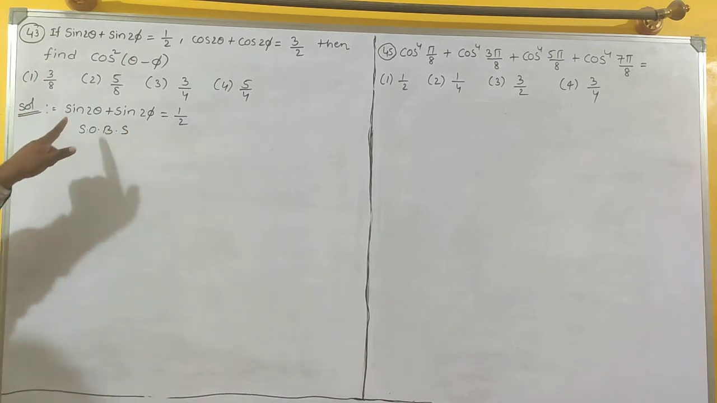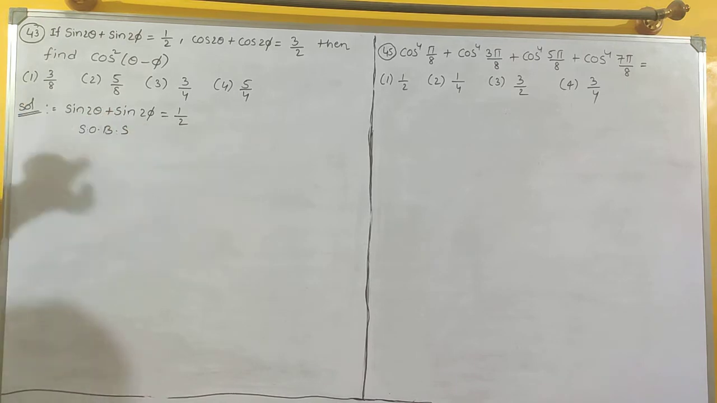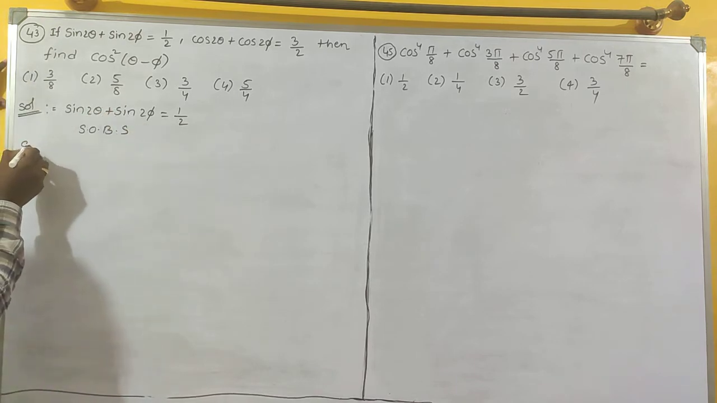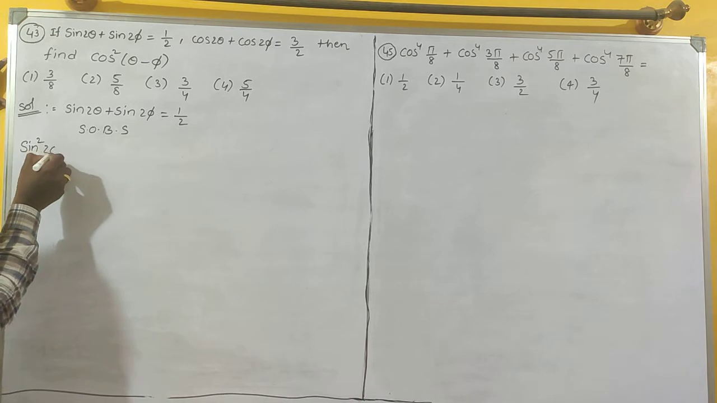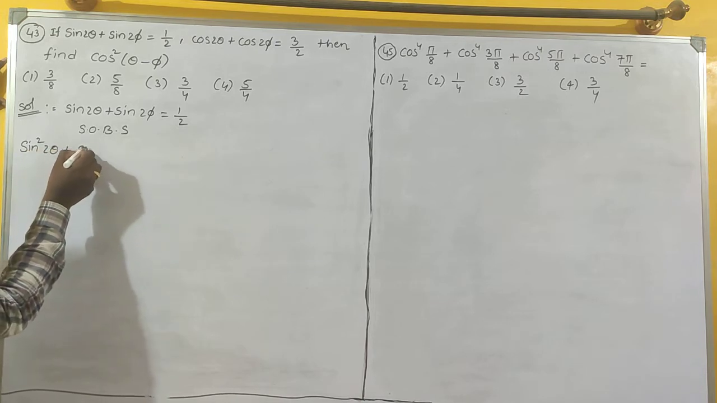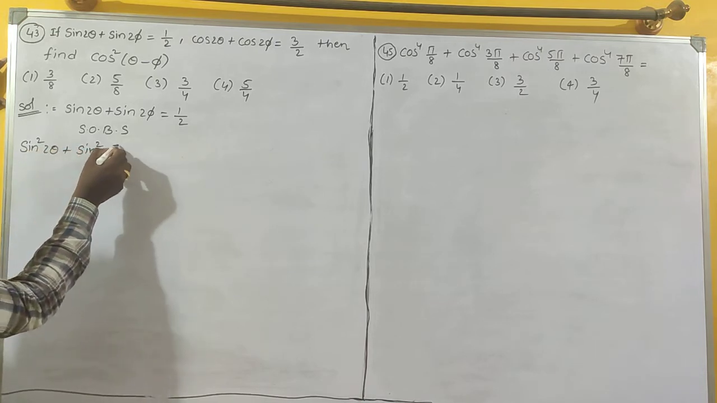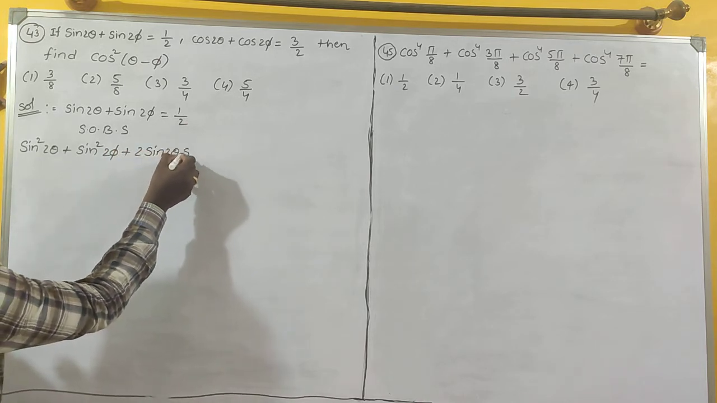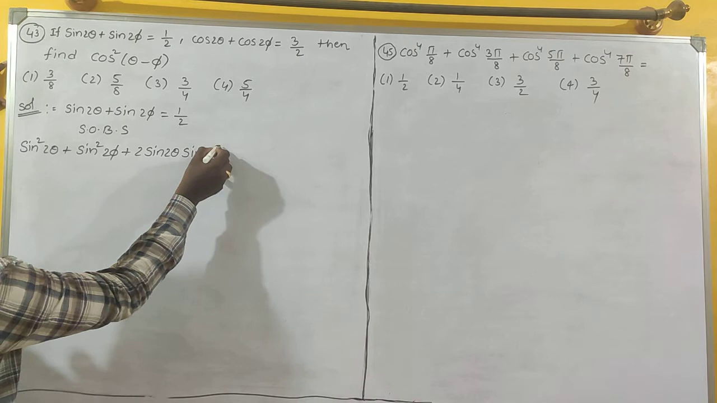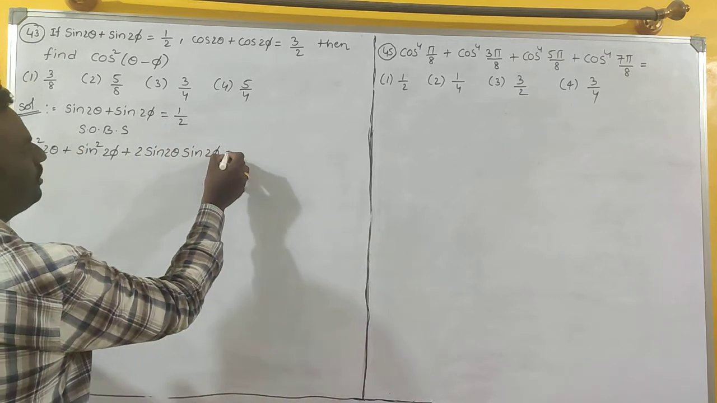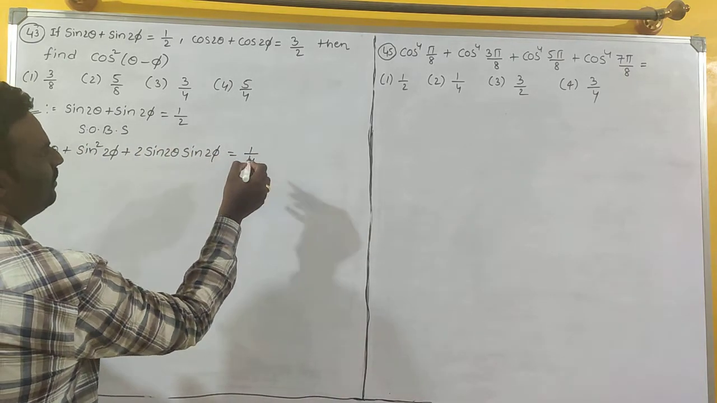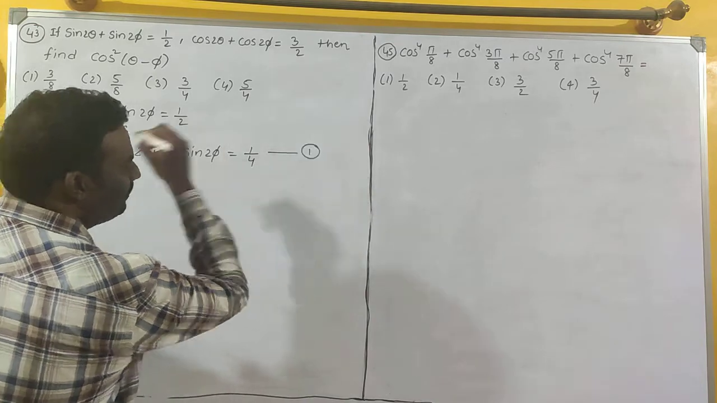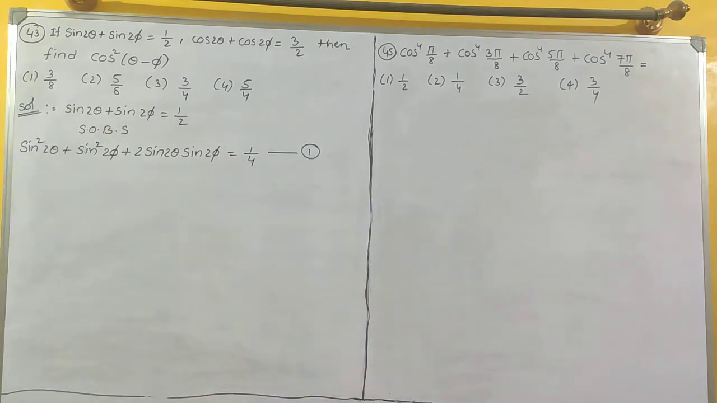Now this can be written as (a + b) whole square, that is nothing but a square plus b square plus 2ab. That equals the right side, (1 by 2) whole square, that is 1 by 4. This is equation 1. And what about the second condition?